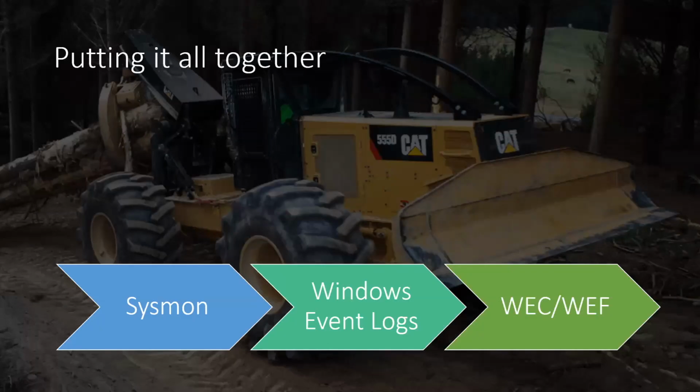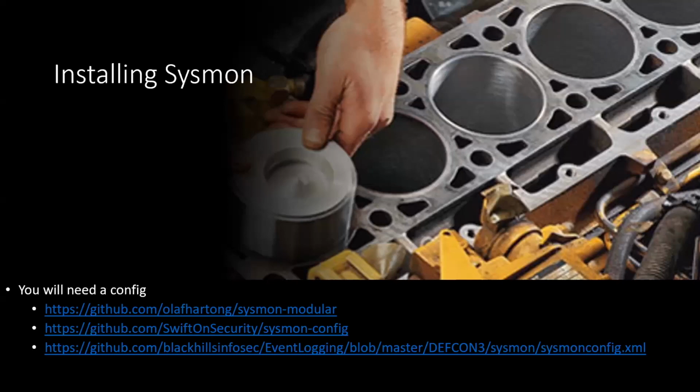We kind of outlined the stack that we're using just a little bit, and now we're just going to talk about how you would actually implement that and put it all together. So half of it is about identifying the tools you want to use. The other part is actually how you would implement that into an environment. What we're going to be doing is setting up Sysmon. That's going to be feeding into the Windows event logs on your host. And then we're going to be taking those host logs and shipping them to a Windows event collecting host using Windows event forwarding. To start off with Sysmon, you're going to need a config.